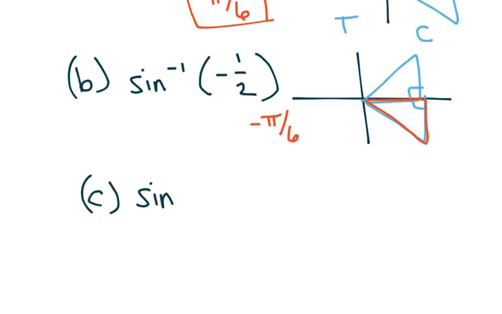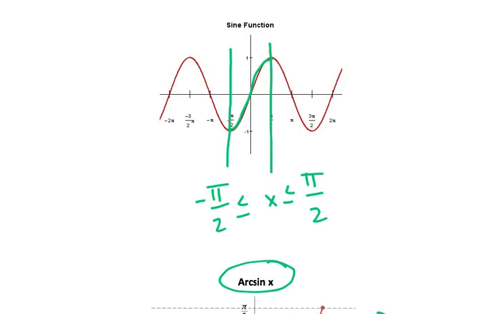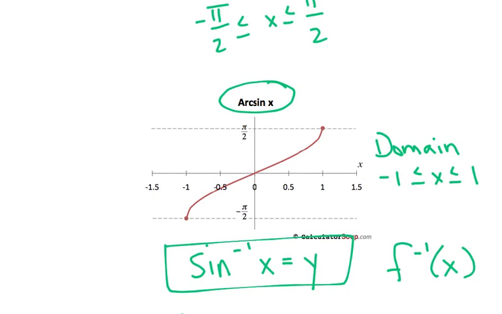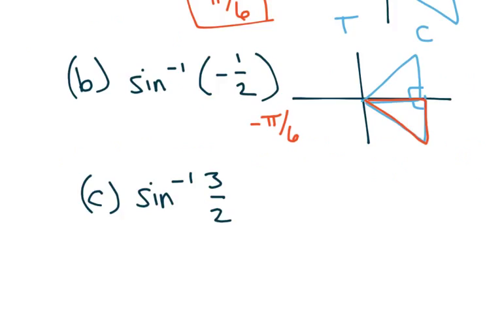Let's find the inverse sine of 3/2. Let's go back a second to the picture of our arc sine. Remember that the inverse sine was between -1 and 1. So now if I'm dealing with a problem that's 3/2, which is 1.5, that's outside of my restricted inverse domain, and therefore it's not defined.